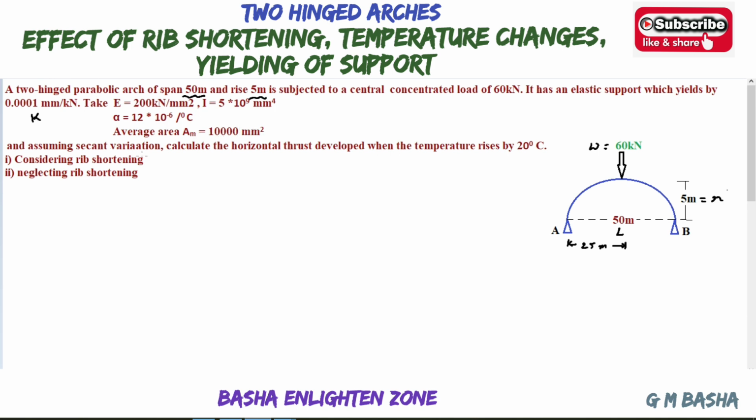Assuming secant variation, calculate the horizontal thrust developed when the temperature rises by 20 degrees centigrade. First one will be considering rib shortening and second one will be neglecting rib shortening. Generally this type of problem also comes in your semester examinations. So see here, it includes all the formulas. We already solved some problems based on the two-hinged parabolic arches.